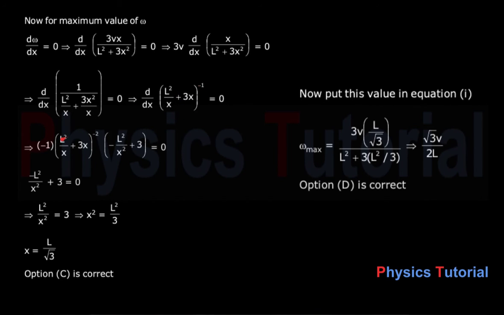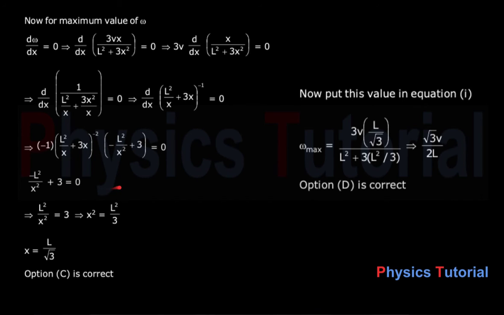So negative 1 common and this one to the power minus 2, and differential of L square by x plus 3x square. Once again, the differential of 3x will be 3 here, and of 1 by x, that is minus 1 by x square. Here you have to apply L square by x square, and then you have to make it 0 for maxima minima. This is the condition, d omega by dx equal to 0. This was the condition for maxima minima.